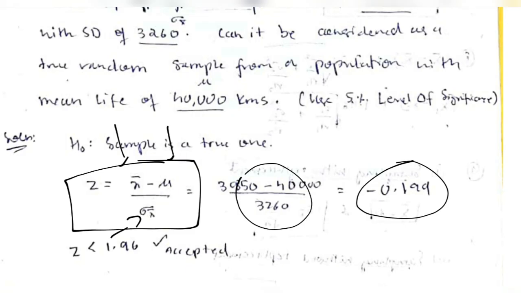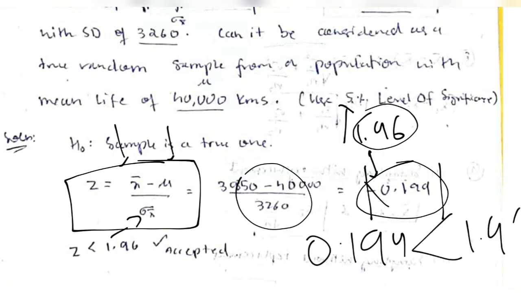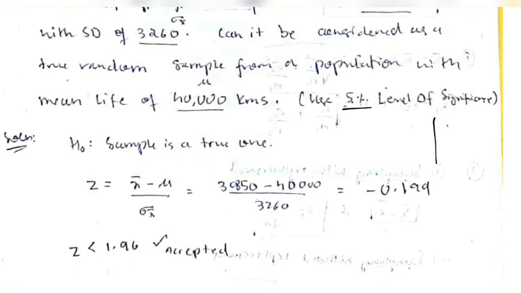Now we have to compare it with the 5%. 5% means what? 1.96, right? You have to compare the final answer which we got with 1.96. Here we will be taking the mod value. Negative value will not be considered. So taking the mod we get 0.199. It's less than 1.96, therefore we will accept it. So it's accepted for 5% level of significance.